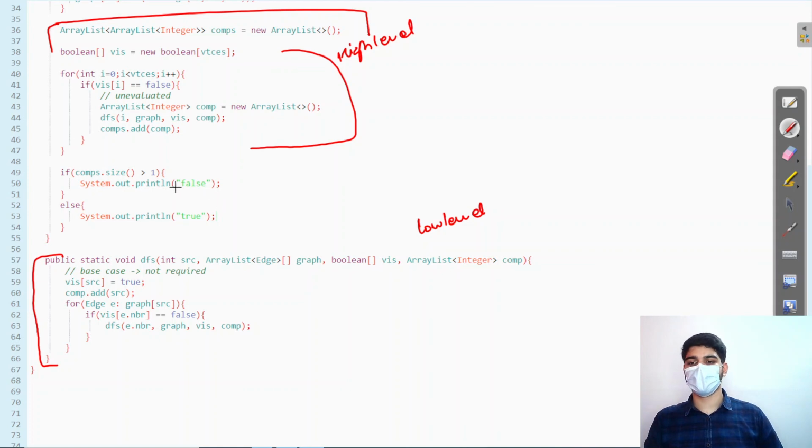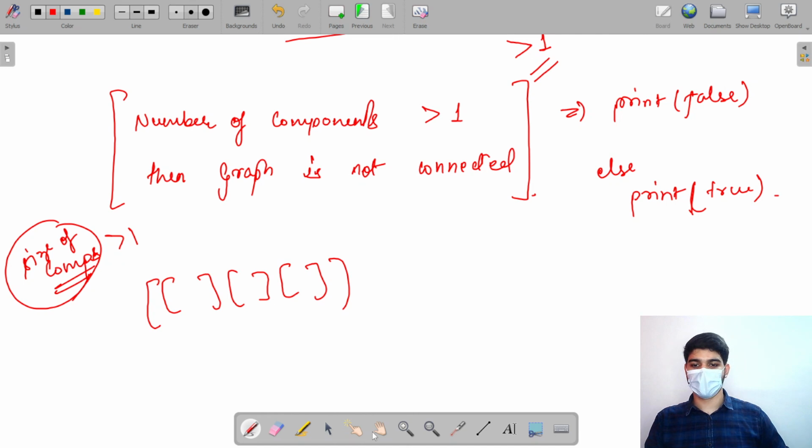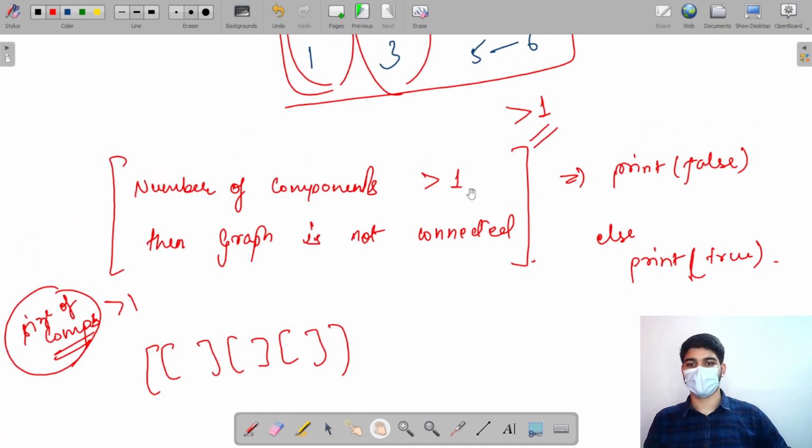Now, if the number of components is greater than 1, that means my graph is not connected, or else it is connected. That means true, right? That is what I'm doing. I hope you got the question, and I hope you got the point of the number of components being greater than 1 determining that the graph is not connected, right?